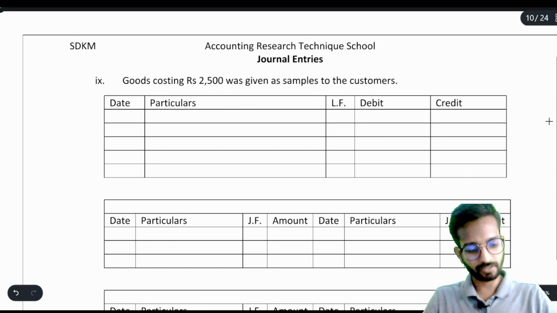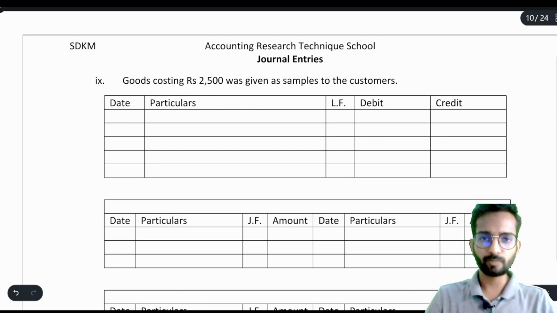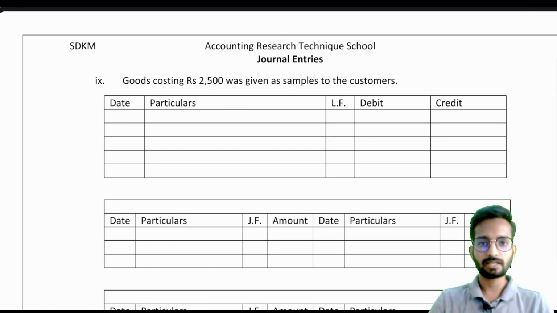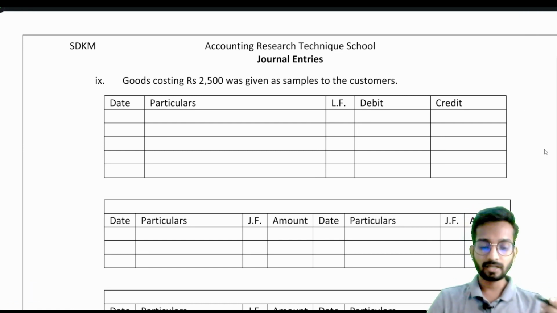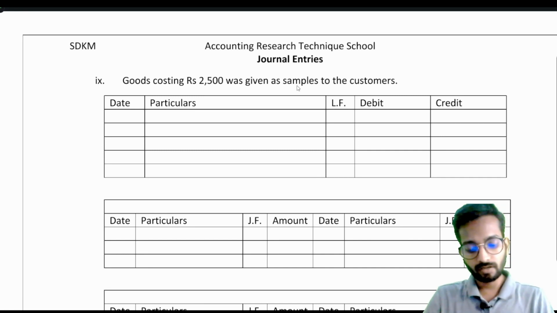Ninth point we have here is goods costing rupees 2500 was given as samples to the customers. Now understand this thing. When we purchase goods, what do we write? Purchase account debit. Now when the goods are going out and we are not selling it, we are just giving it as samples. So what will we write? When you purchase goods, purchase account is debited. Now when you are giving it back, you will write to purchases account. But how are you giving it? You are giving it as samples.